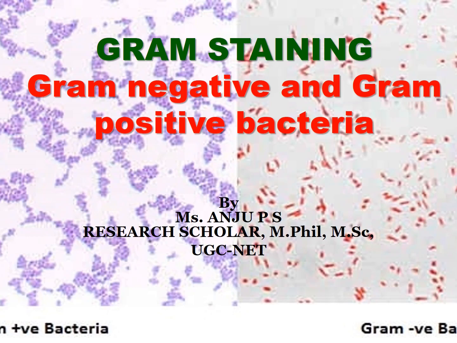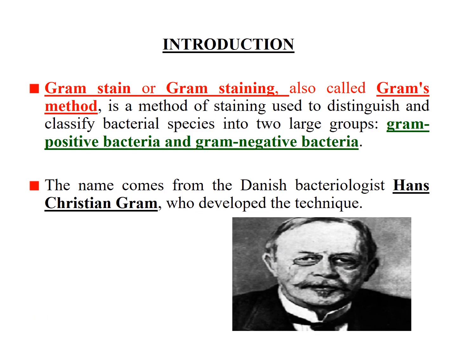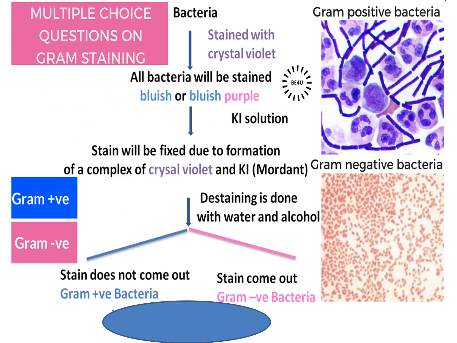Hi friends, in this video I am presenting gram staining. It is an important part of the FSSAI syllabus, that is gram negative and gram positive bacteria. The gram stain or gram staining is also called Gram's method. It is a method of staining used to distinguish and classify bacterial species into two large groups, such as gram positive and gram negative bacteria. The name comes from the Danish bacteriologist Hans Christian Gram, who developed this technique.